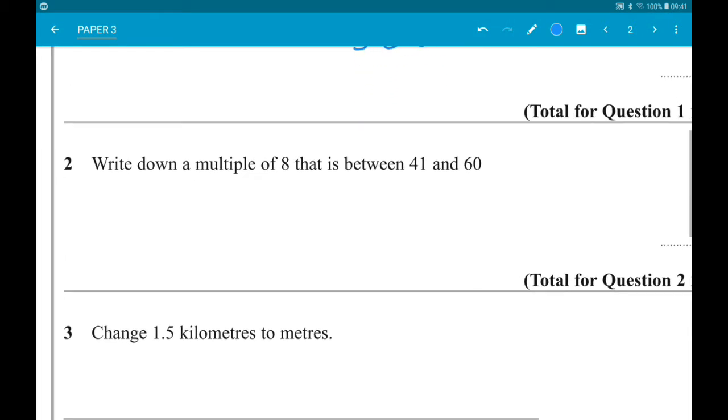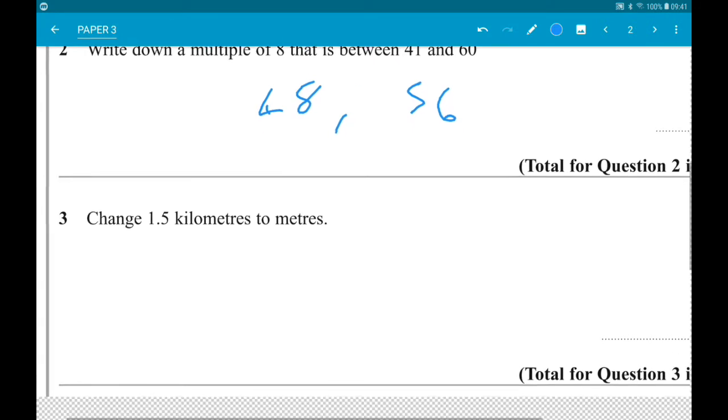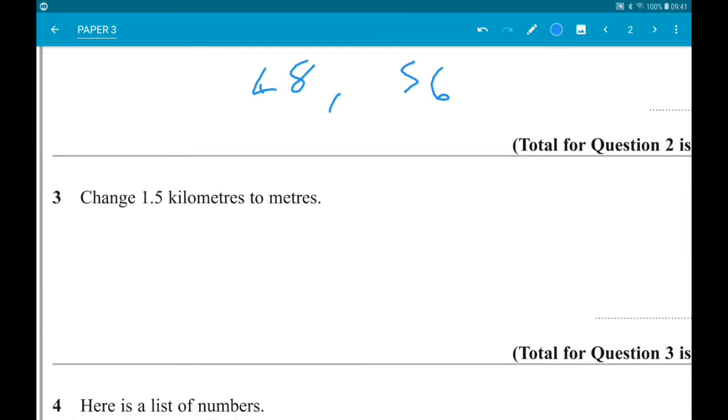Number 2. Write down a multiple of 8 between 41 and 60. So there's two options there, 48 or 56.